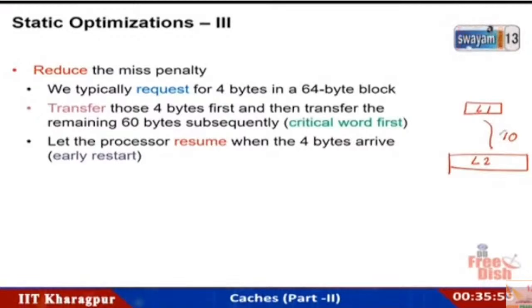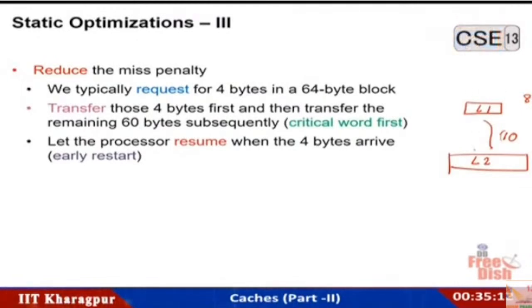So it will take 10 cycles for the first chunk to come, but subsequent chunks will gradually come later. But we typically have, instead of 4 bytes, we can even transfer 8 or 16 bytes per cycle. But then also the entire transfer will take somewhere between 4 to 8 cycles. So the question is how do we order the bytes within the block while we are transferring from the L2 to the L1? If we transfer those 4 bytes first that are required by the processor, which missed in the first place, and then transfer the remaining 60 bytes subsequently, then we can get the useful information earlier, right?